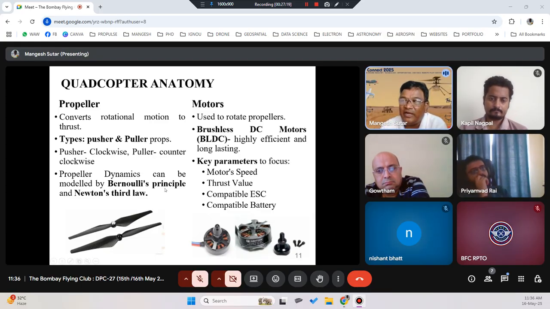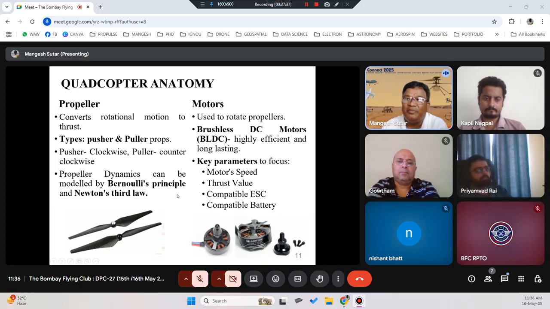So propeller dynamics can be modeled by Bernoulli's principle. The shape of the propeller is designed using Bernoulli's principle, but the conversion of rotational motion to thrust is nothing but Newton's third law. So your propeller is actually using Bernoulli's principle and Newton's third law for drones. Okay.